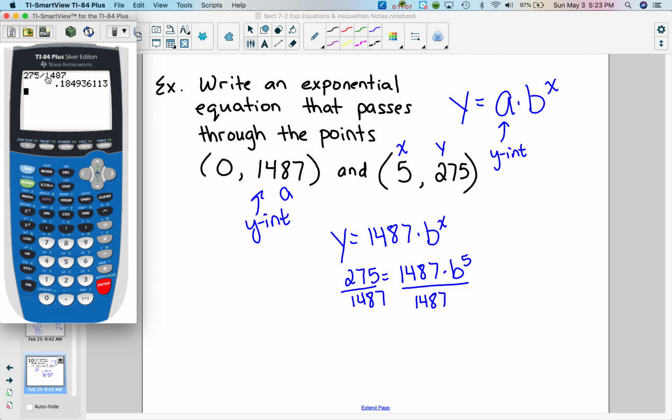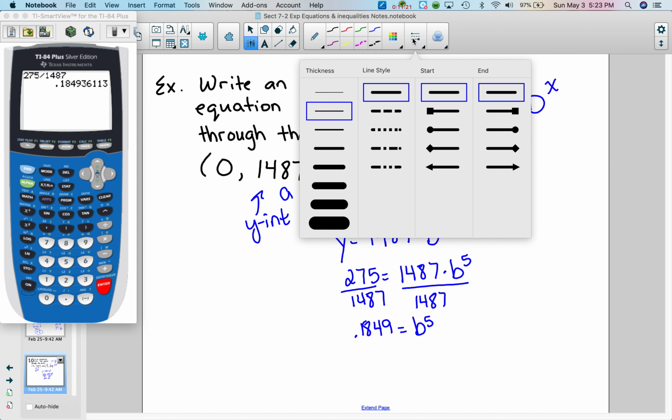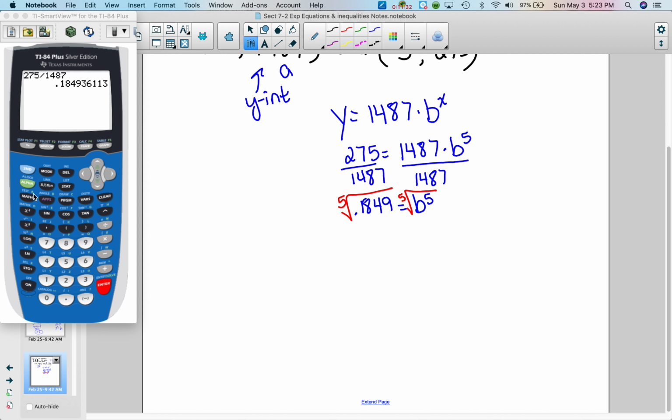Okay, so I divided that. So I get approximately 0.1849 equals b to the 5th power. So now I need to undo raising something to the 5th power. So think about how you're going to undo raising to the 5th power. Well, you have to take the 5th root. And to take the 5th root, we're going to have to use our calculators here.